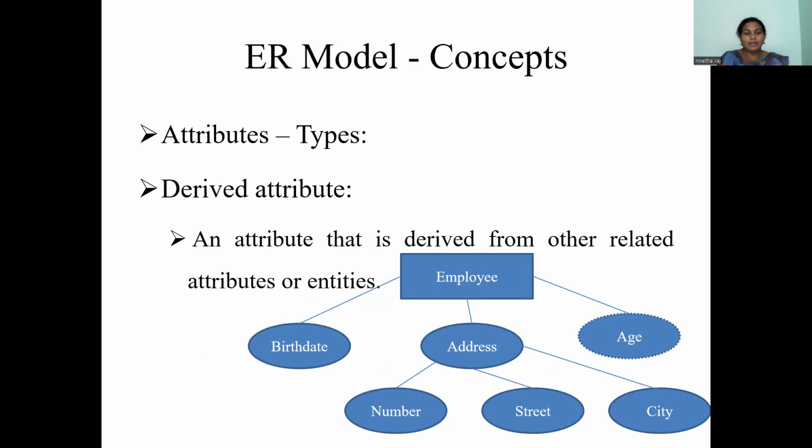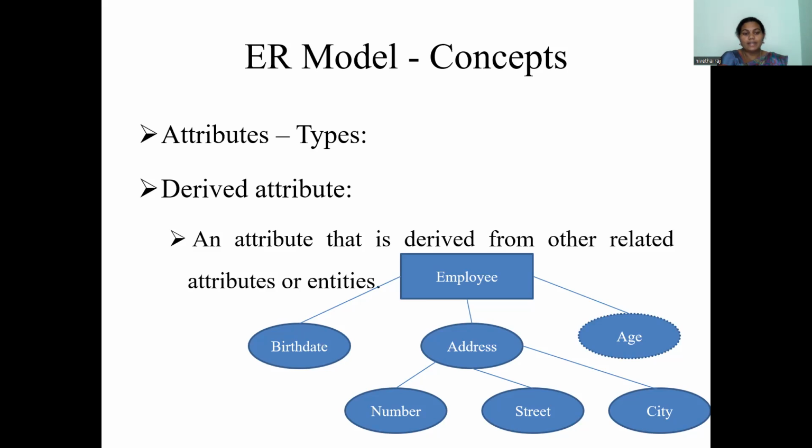And then a derived attribute is one that is derived from other related attributes or entities. See this example: an employee has a birth date, and we can easily derive the age from the birth date. The age is shown with dotted lines. Age is derived from the birth date attribute, that is, an attribute derived from other related attributes.